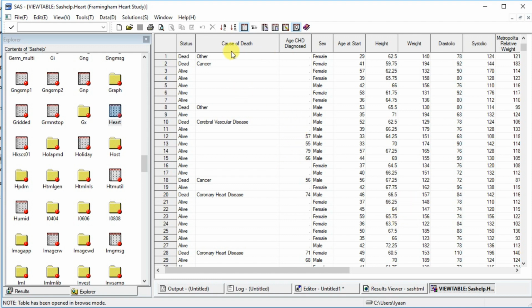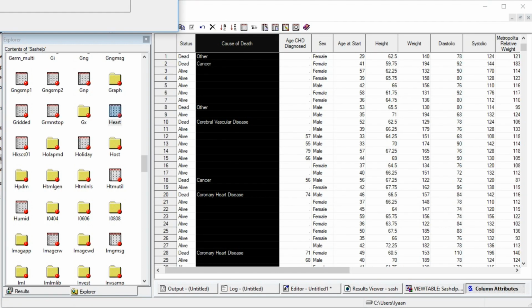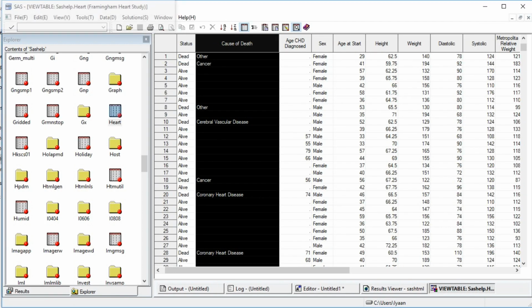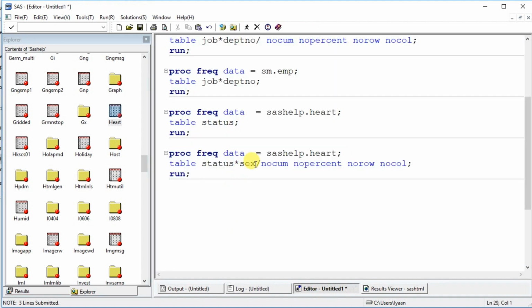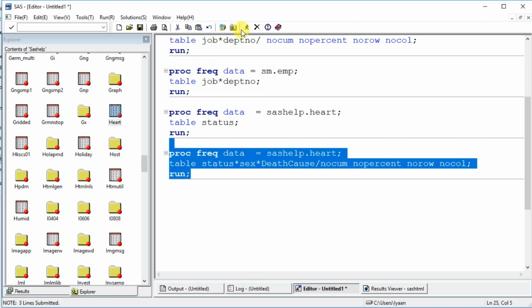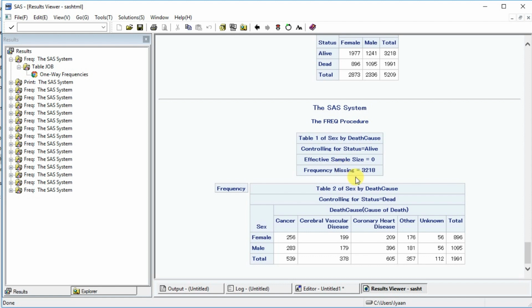Now we can see the cause of death. Let me take the exact name of this variable. Now we will include this parameter also. So what's the cause of death? Now see this. This is table 1 for sex by death cause.